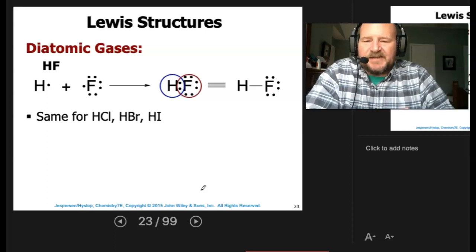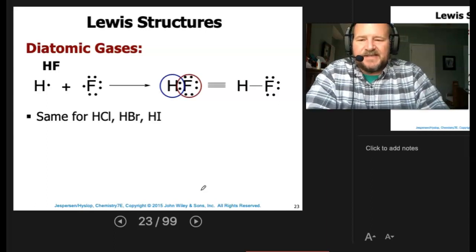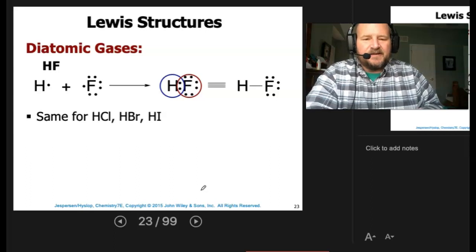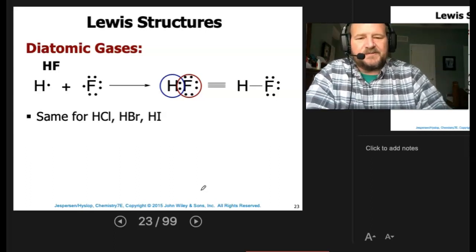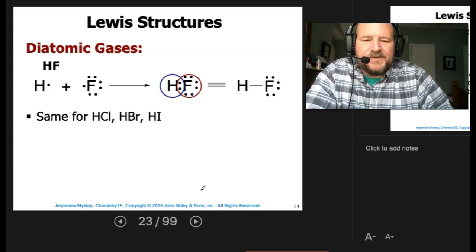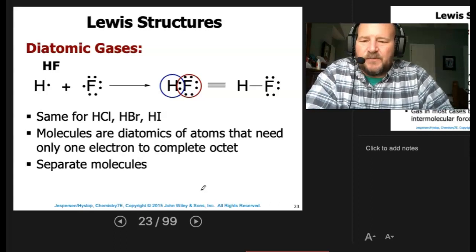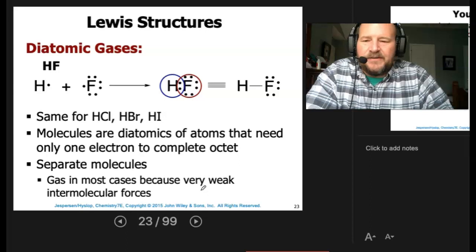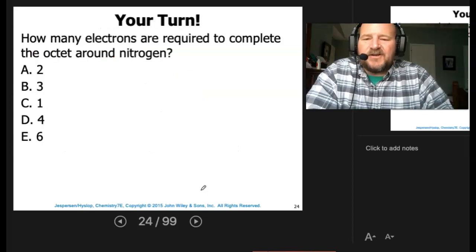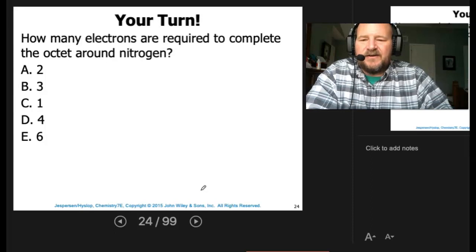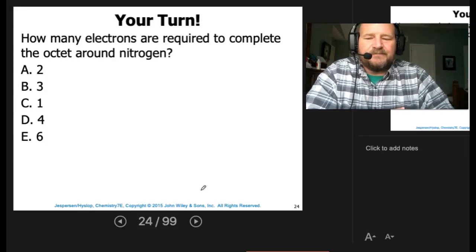Another diatomic gas would be HF. So even though it's not a diatomic in the fact that it's the same atom, it's hydrogen with another atom, right? So it's playing the same game. Just instead of having F2, now we have H and F sharing 1 electron. No big deal there. All right, so how many electrons then are required to complete the octet around nitrogen? And hopefully you came up with 3, right? And again, we'll stop it there. I told you it was only another minute. And that finishes your turn.